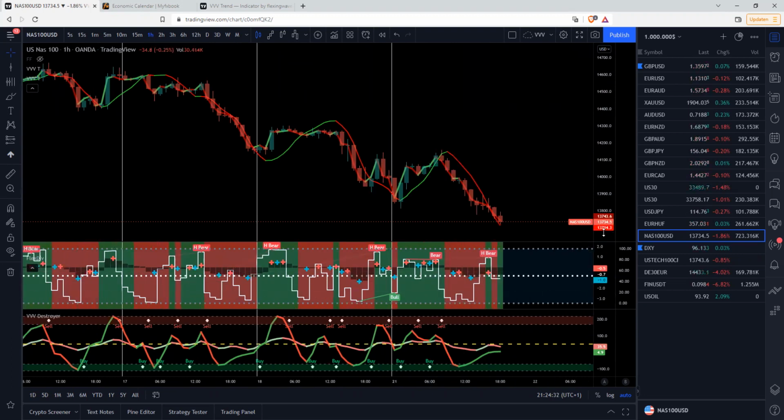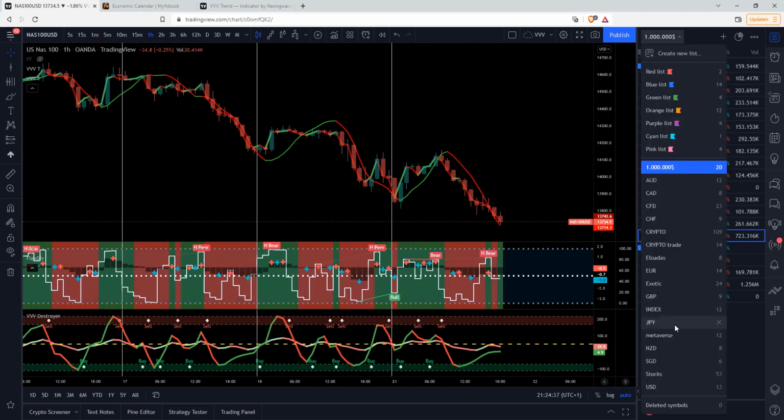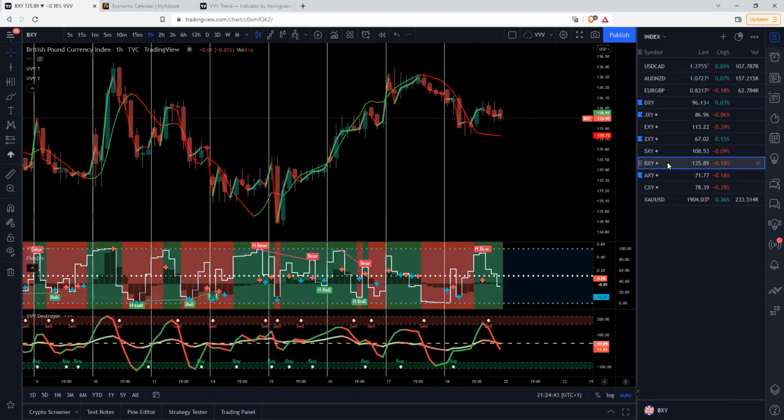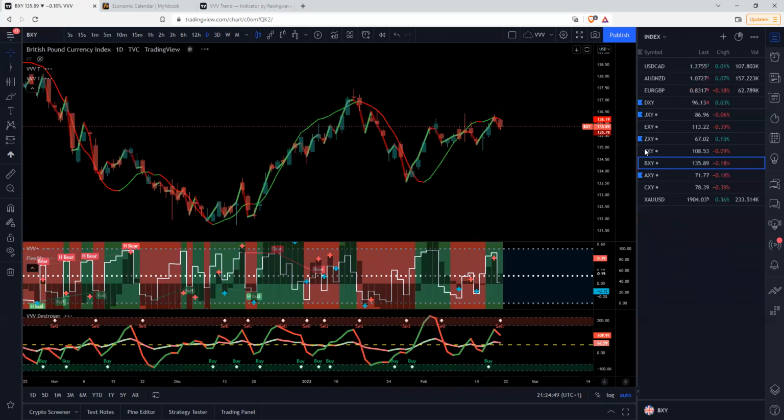Look into the confirmations and go with it. So, back to the indexes, because I didn't see the AXE and the CXE yet. So the BXY has a bullish momentum at 1 hour, but bearish momentum at 1 day. I don't see divergence for now.